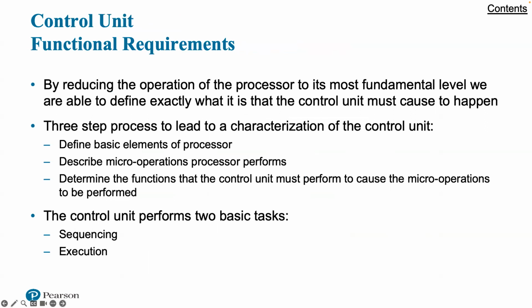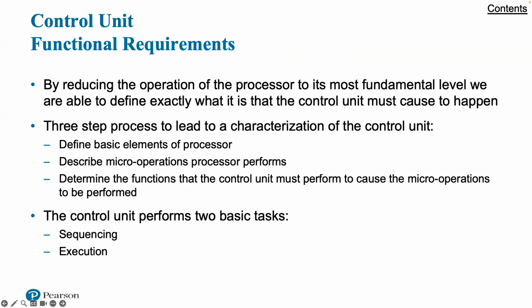As a result of our analysis in the preceding section, we have decomposed the behavior or functioning of the processor into elementary operations called micro operations. By reducing the operation of the processor to its most fundamental level, we're able to define exactly what it is that the control unit must cause to happen. Thus, we can define the functional requirements for the control unit, those functions that the control unit must perform. A definition of these functional requirements is the basis for the design and implementation of the control unit. We have information at hand.